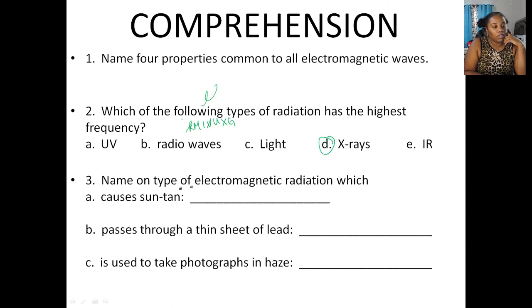Name one type of electromagnetic radiation which causes suntan. Correct. Passes through a thin sheet of lead. Thin sheet of lead. Gamma. Gamma definitely is penetrating. Is used to take photographs in haze. Photographs. X-rays.